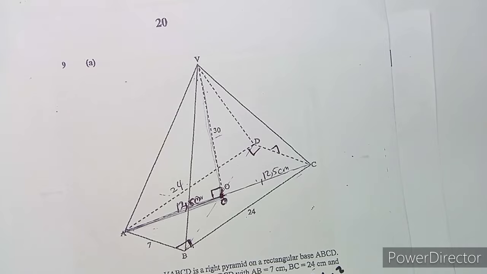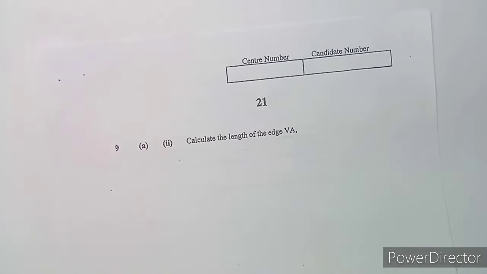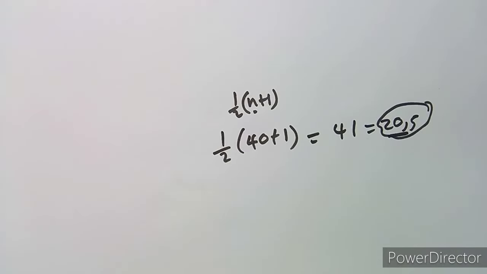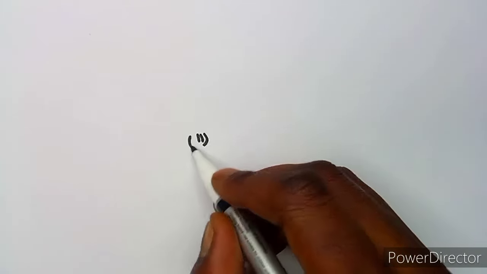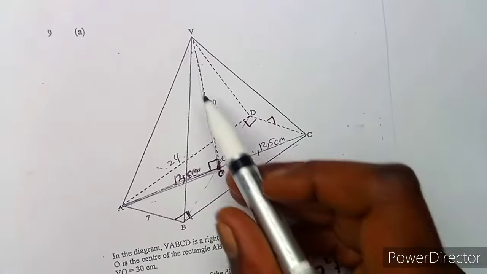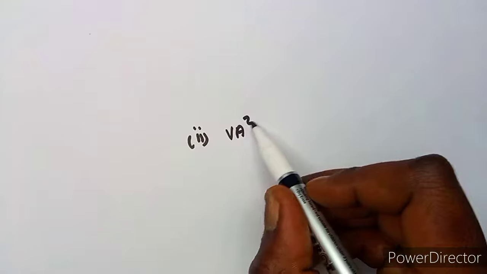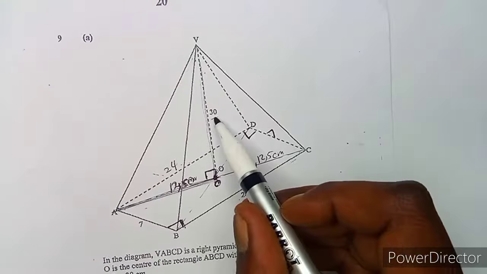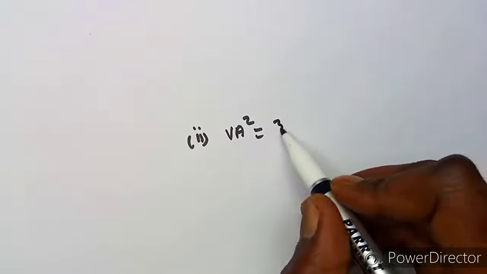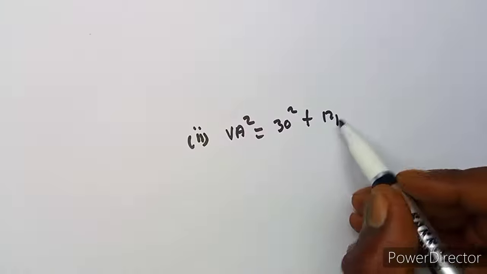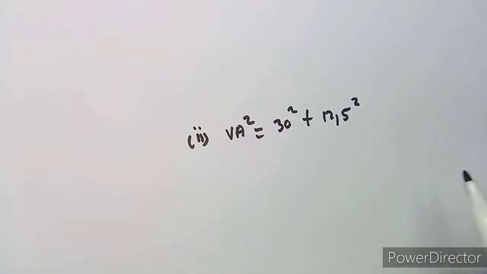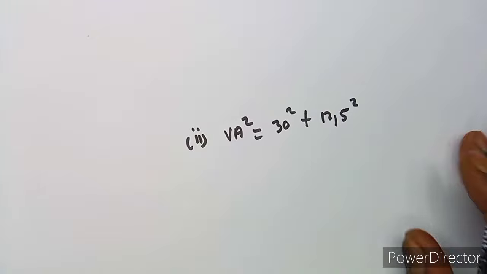Okay, so still Pythagoras theorem again. Still on our Pythagoras, which is going to be item 2 in this case. So now it's VA squared or AV squared, but just write as you are given. VA squared, which is the sides, which is 30 and 12,5. So it's 30 squared plus 12,5 squared. All right, so that will be the case this time.